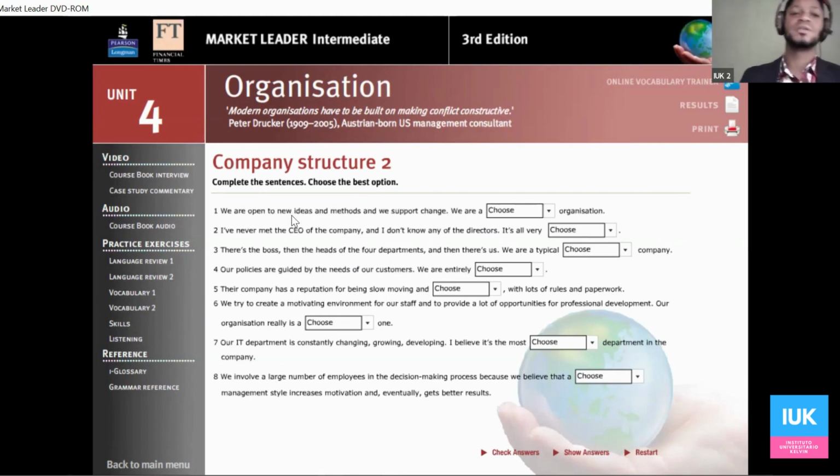We are open to new ideas and methods, and we support change. We are a caring or progressive organization. Are we a caring organization or a progressive organization? What do you think?